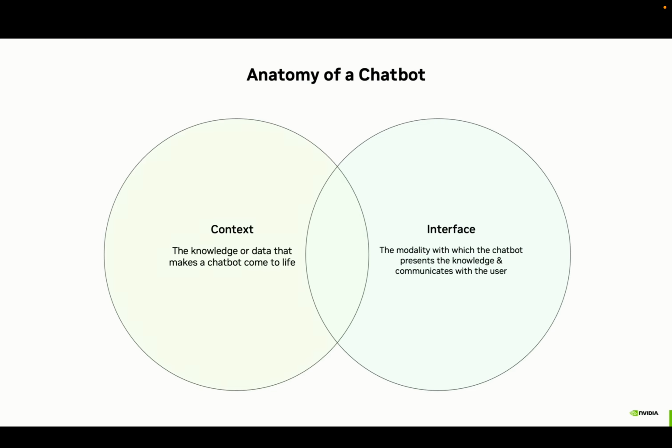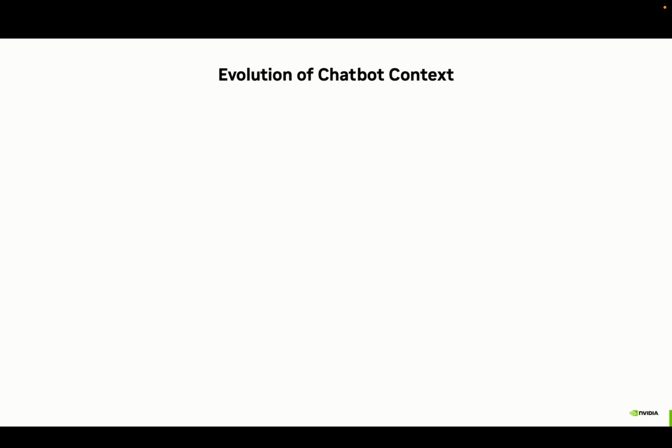One is on the left over here, we have context, right? For any chatbot to function, it needs to have some level of knowledge, some level of data, some level of action, orientation, or information with which it operates. And on the right side over here, we have the interface. How should this enterprise chatbot interface with the customer or the user that you want to be talking with the said data, right? So let's take a look at how both of these components have been evolving over time.